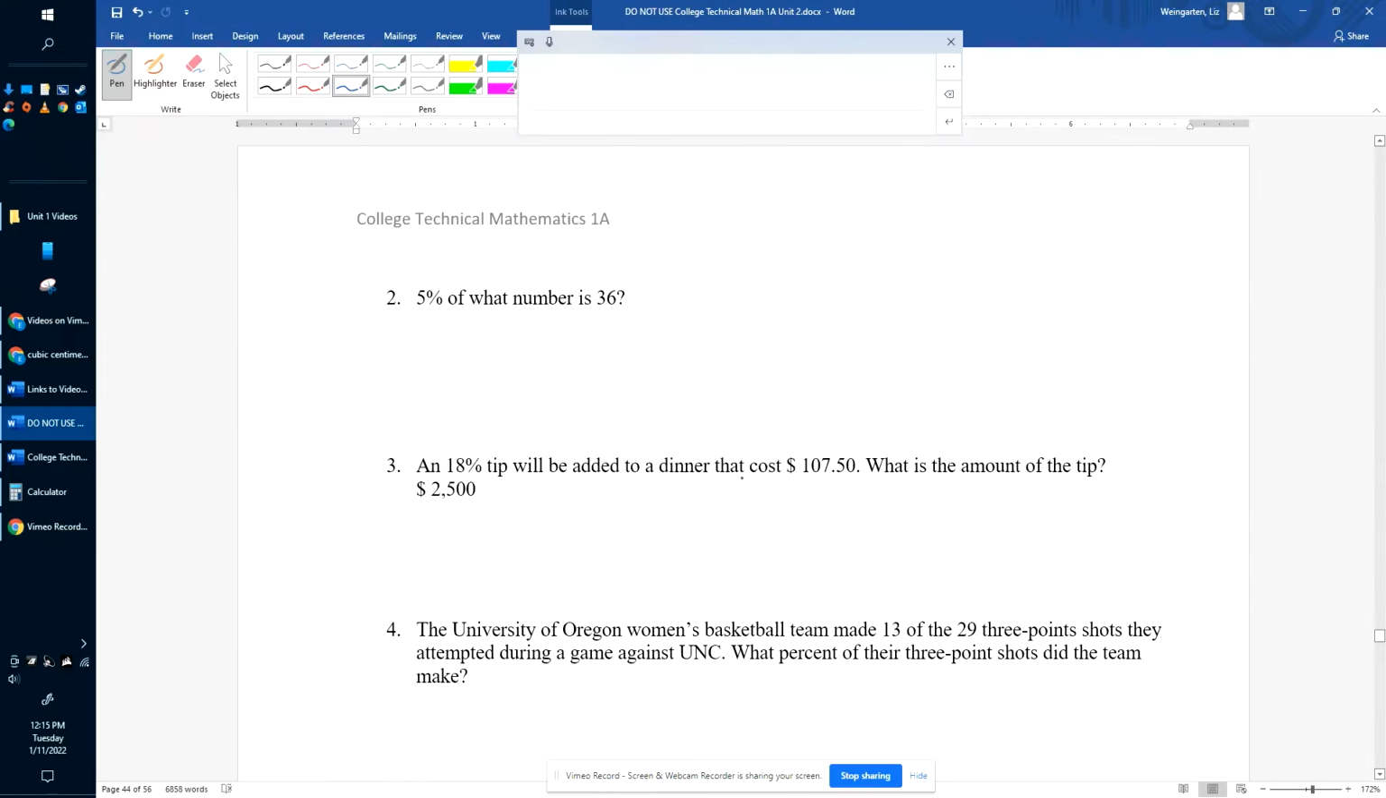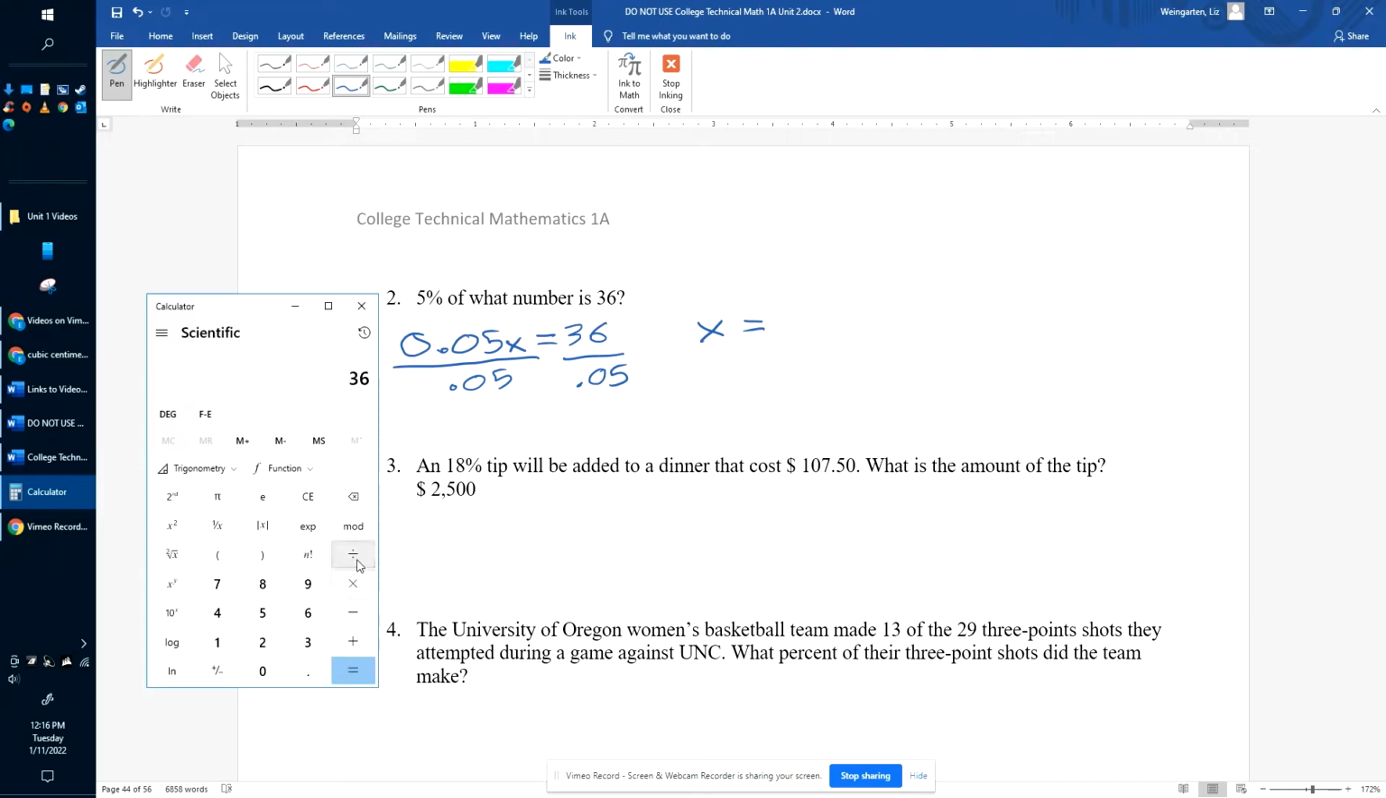5% of what number is 36? So 5% as a decimal, 0.05 of what number is 36? We'll divide both sides by 0.05. Let's see what we get x equal to. $720.